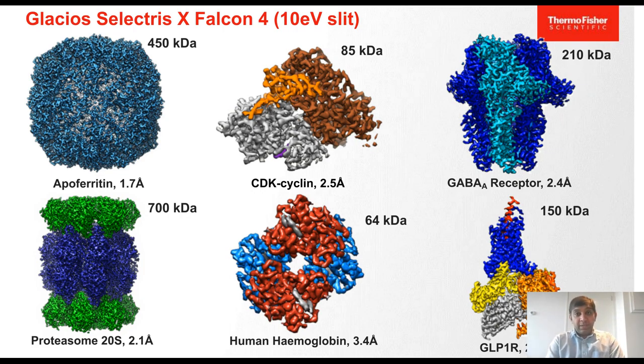We also looked at hemoglobin, which is a 64 kilodalton protein, which went to about 3.4-ish angstrom resolution. And in the case of membrane proteins, we looked at the GABA receptor going to 2.4 and this GPCR sample going to 2.6 angstroms.